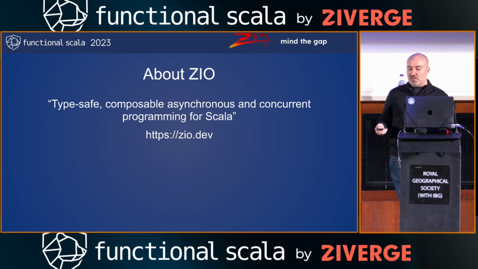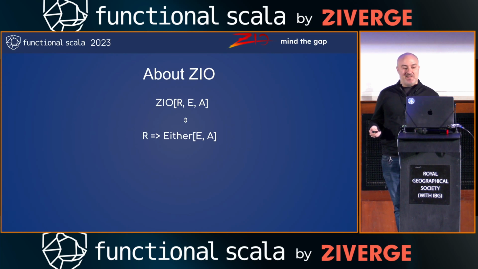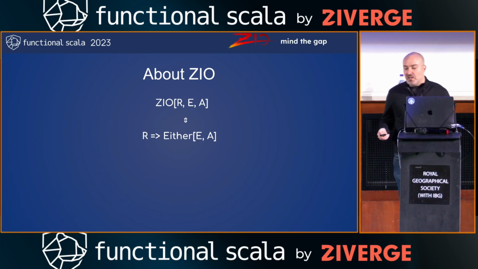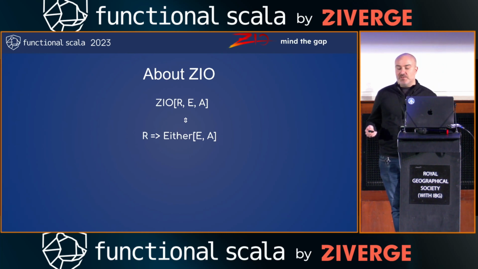So what is ZIO? This is from the ZIO website, which has a lot of very good documentation. It's type-safe, composable, asynchronous, and concurrent programming for Scala. Basically ZIO is a data type with three type parameters, R, E, and A, and it's roughly equivalent to a function from R to an Either of E and A, where E stands for an error, A is your happy path result type, and R is the environment, something that you need, like a database or whatever.